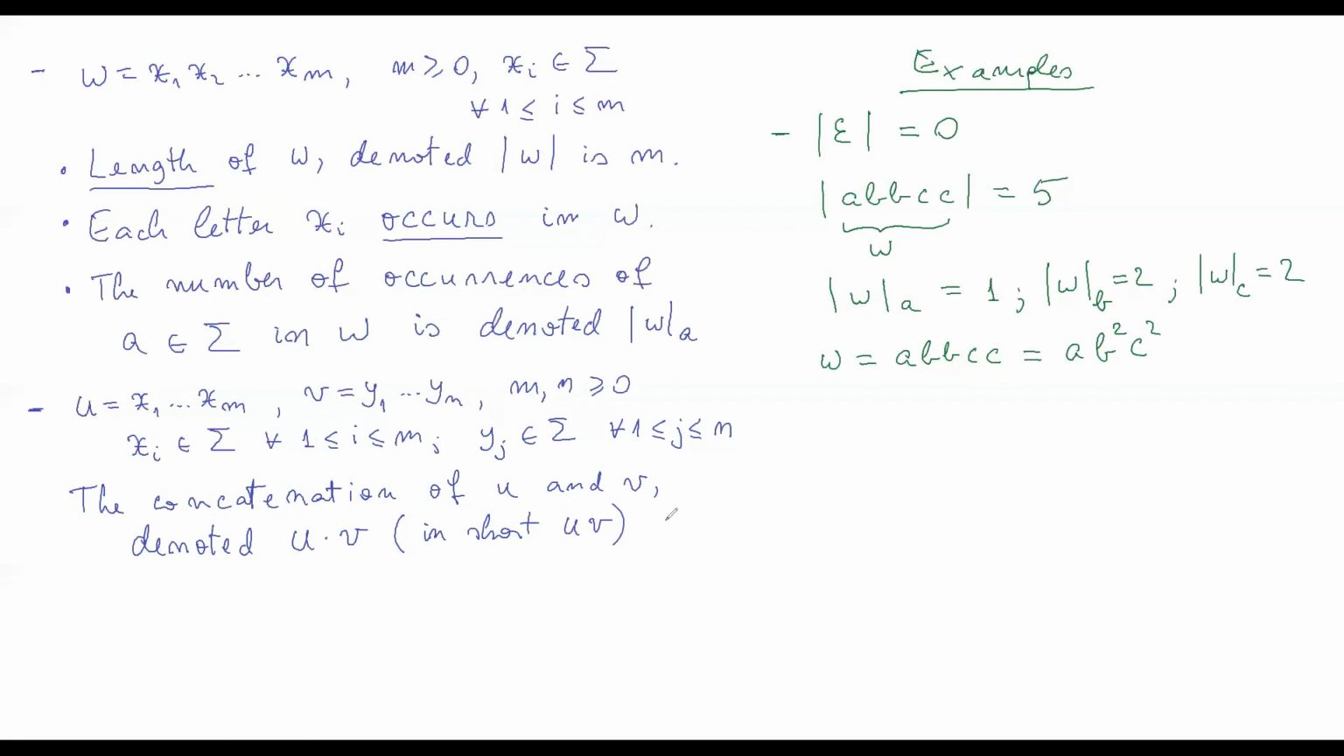So this is defined to be simply all the letters making up word U. So I'm writing all these letters x1, x2, all the way to xm, followed then by all the letters making up V. So y1, y2, all the way to yn.